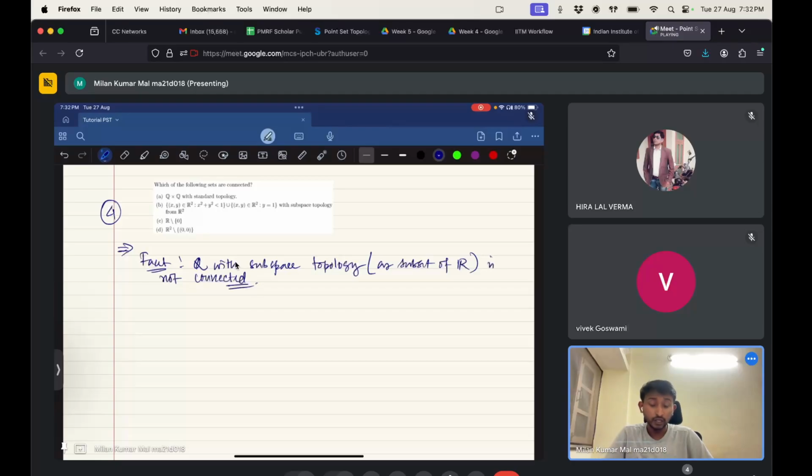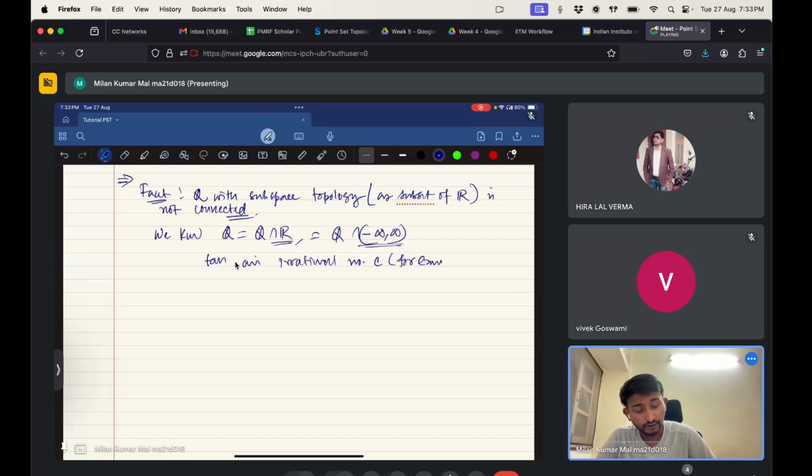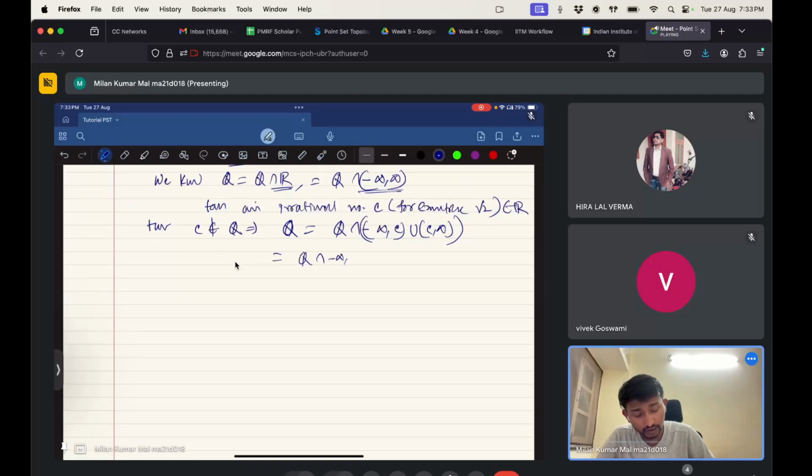First of all, this fact is very important. Why is Q not connected? Because we know Q equals Q intersection the real numbers, that is Q intersection (minus infinity, infinity). Now take an irrational number c, for example root 2, pi, e, anything. Then c is not in the rational numbers, that's natural. So the rational numbers can be written as Q intersection (minus infinity, c) union (c, infinity), so Q intersection (minus infinity, c) union Q intersection (c, infinity).